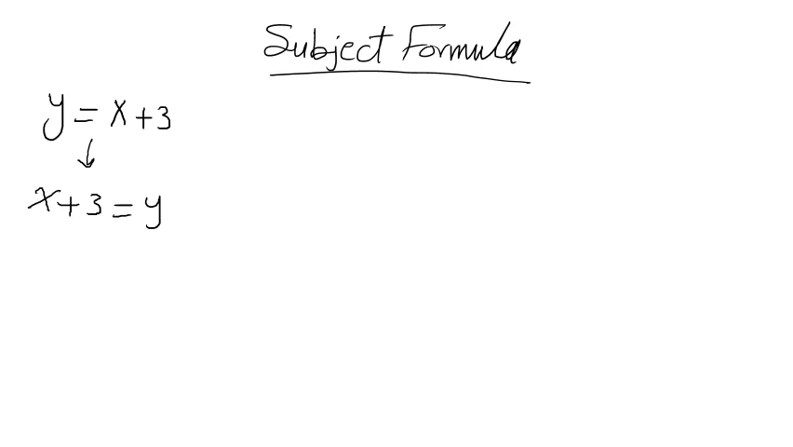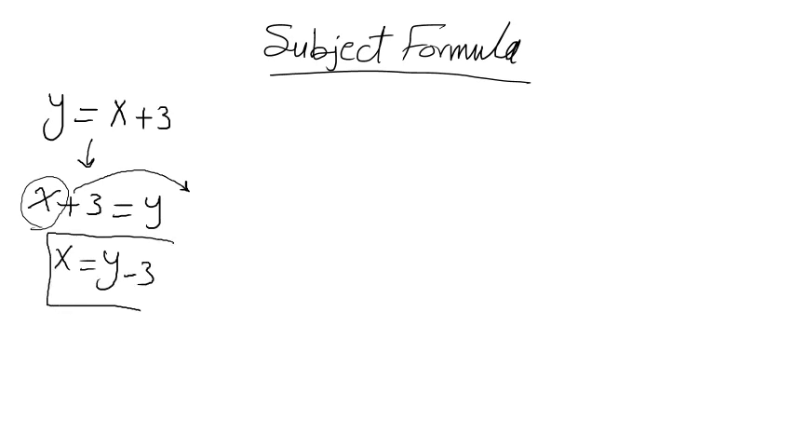Now you are going to think what steps I shall do to keep x in the left hand side. Positive 3 moves to the other side. So x is equal to y minus 3. So the equation now is y minus 3. So y is equal to x plus 3. The subject here was y and I'm changing the subject to x. Let's take another example.